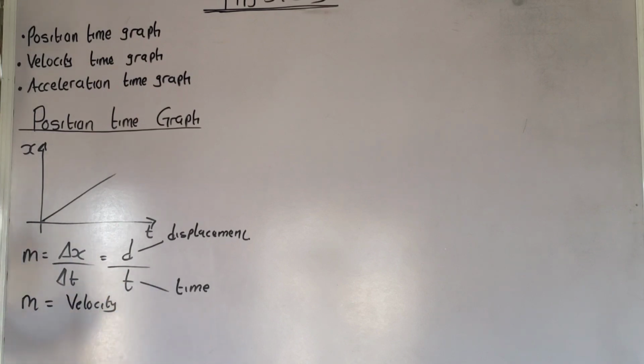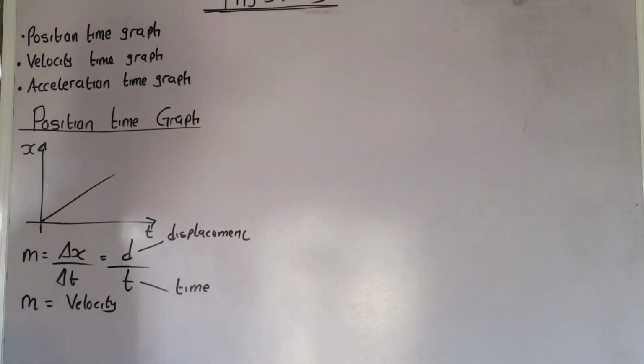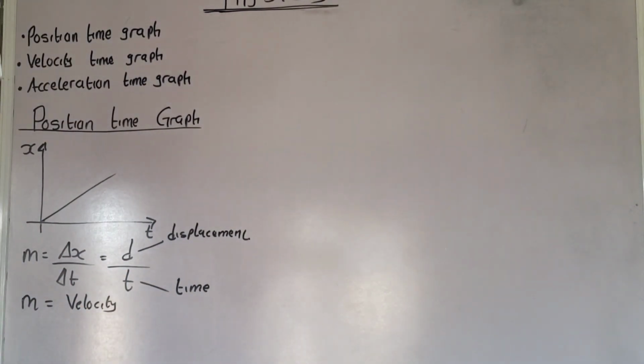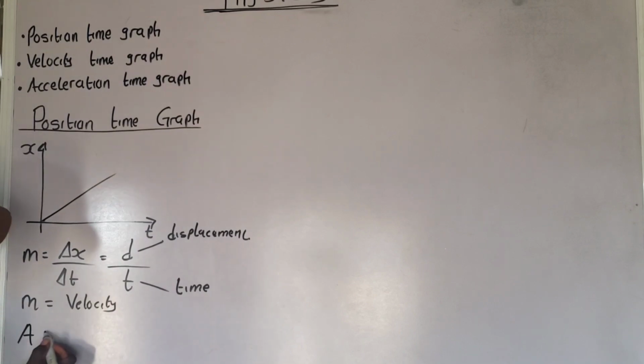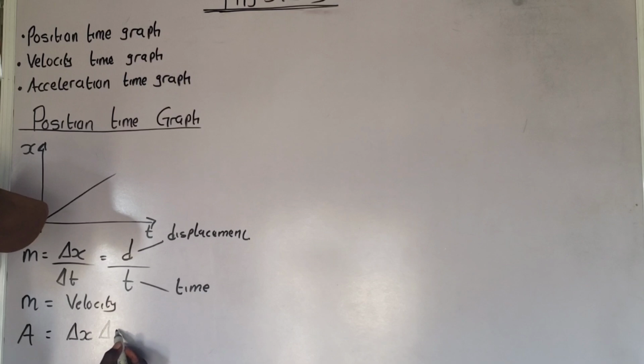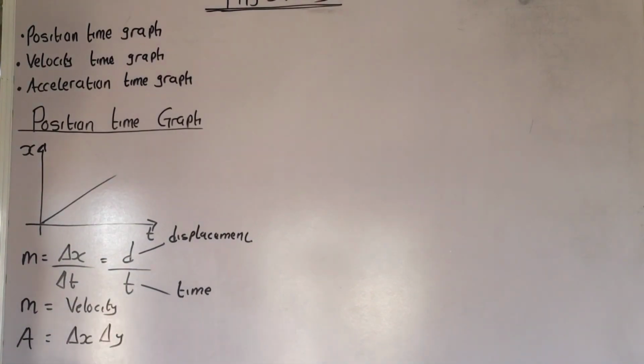Area is associated with product, you understand? And area now will be, okay? Now let's talk about the area. Area A is equal to the product of delta x and delta y. You understand? Please pay attention. Area is the product of delta x and delta y.